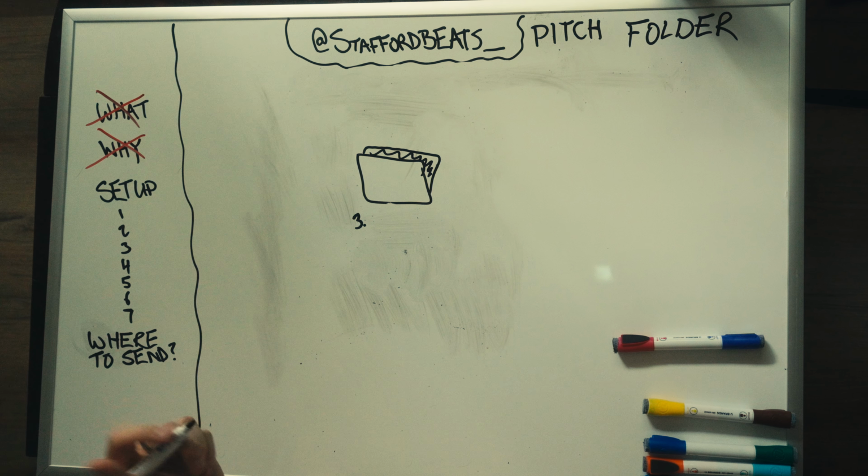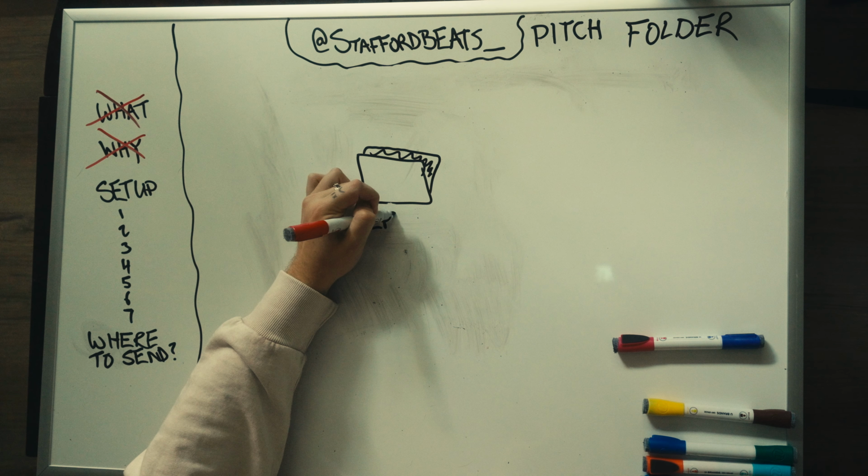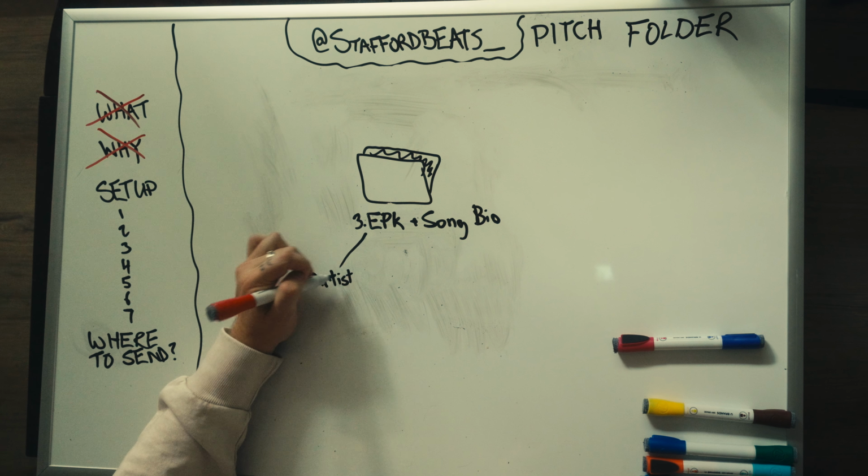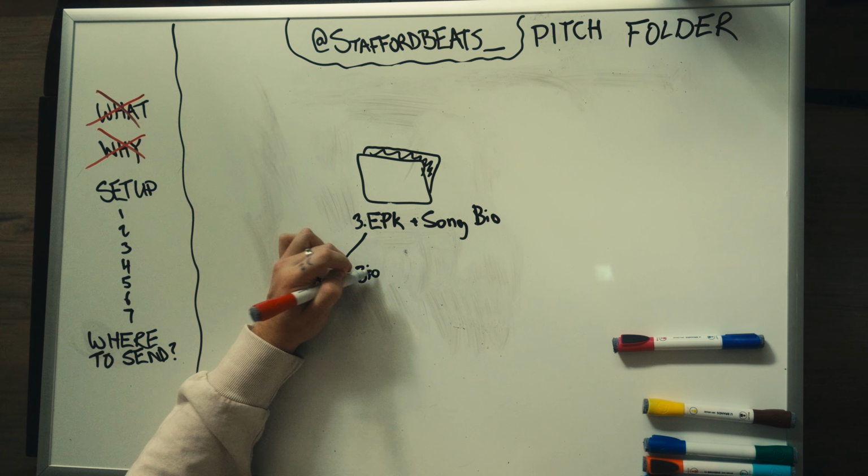Folder number 3 is a very important one. This is gonna be your EPK and a song bio. Now, if you don't have an EPK or you don't know what it is, that's okay. Just write a short artist bio for yourself. If you're gonna go the artist bio route, just try to include things like who you are as an artist, what kind of music you make, your story, and anything else that you might find relevant to somebody needing to know who you are and what you do.